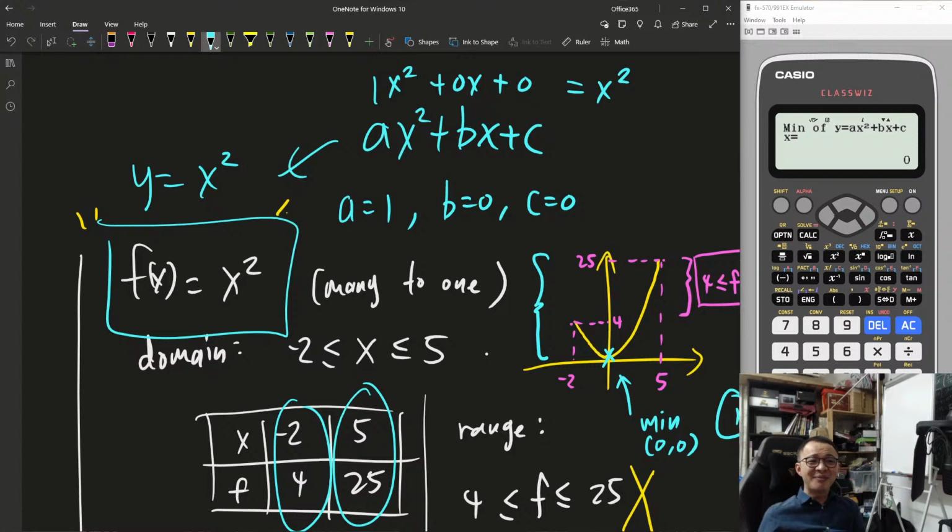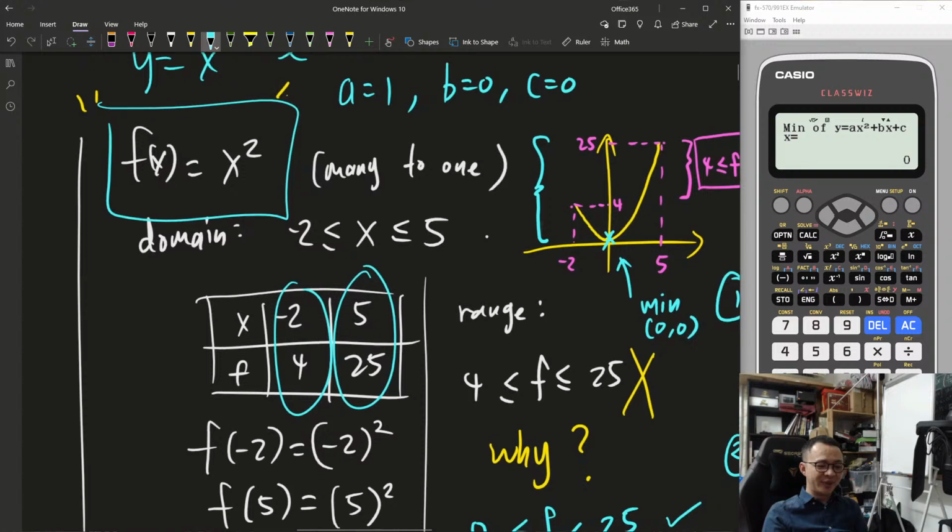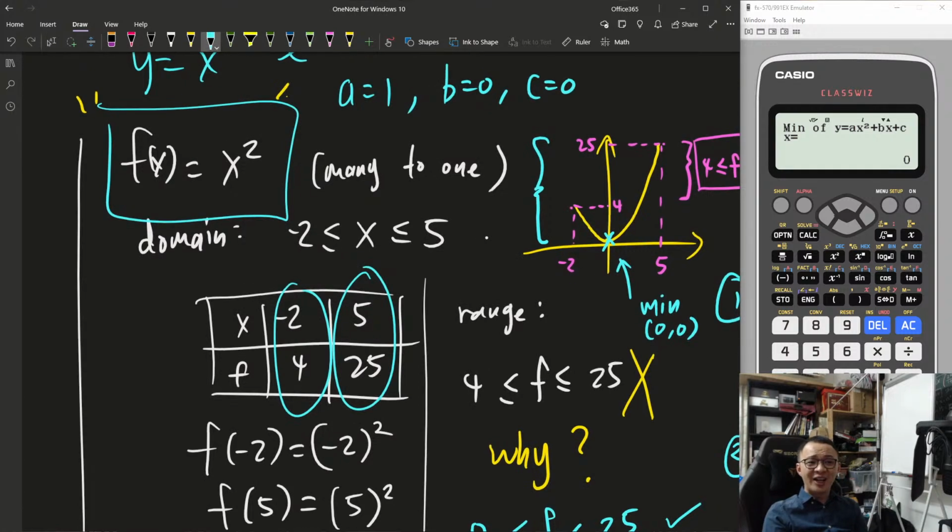So after knowing the minimum is 0, 0, it's easier for me to estimate. From the range value I found earlier, 4 to 25, I know one of them must be 0. For the other one, I will take the maximum, which is 25. Then I know it's from 0 to 25. Okay, but this one is a more complicated way of finding range and domain.